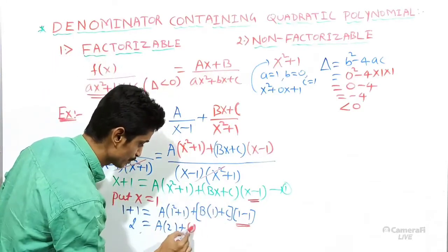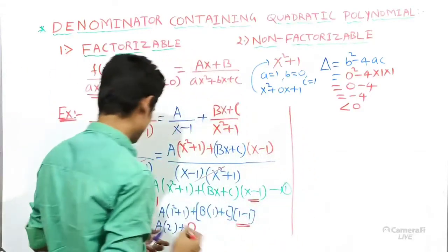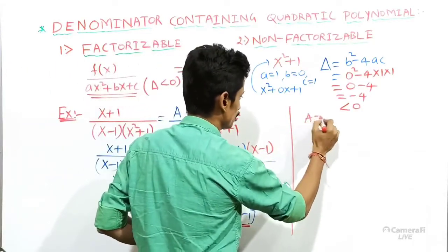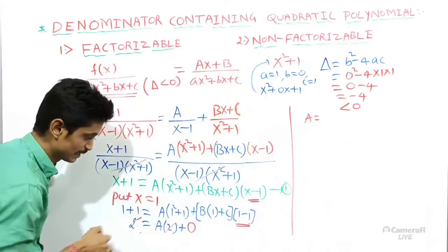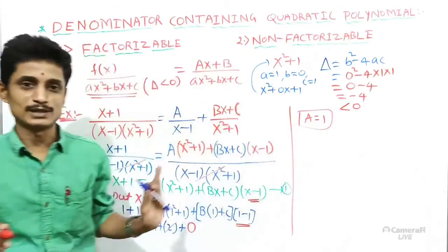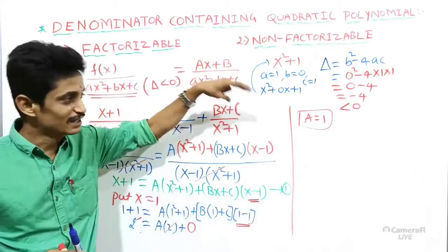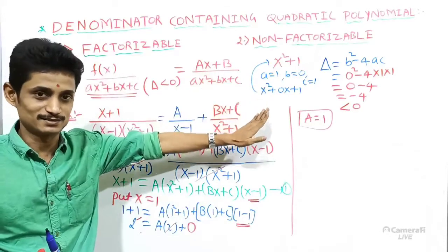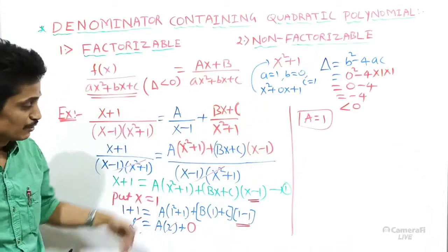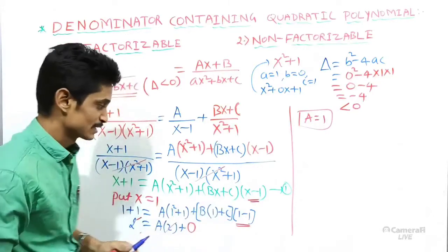0 into anything should be 0. Then we got our answer. What is that? A is equal to, look, 2 and 2 will cancel. Just remains 1. Finally, I got my value of a by eliminating this term. It means I applied the second method here. Clear? Yes.